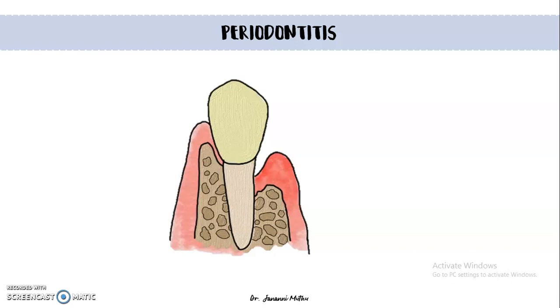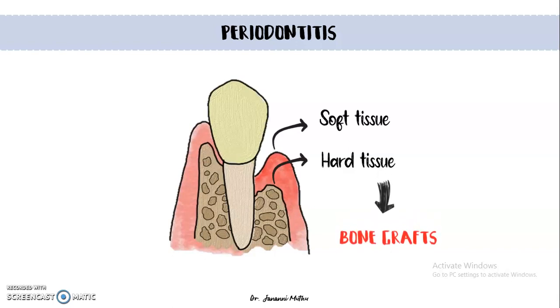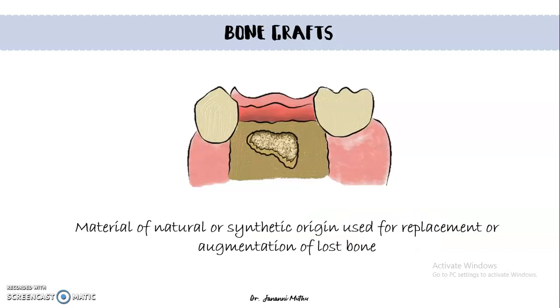Periodontitis is the infectious disease of the periodontium, resulting in progressive loss of supporting tissues of the tooth. It results in loss of both the soft tissue as well as the hard tissue, and the material used to replace or regenerate the lost hard tissue, that is the bone, is termed as bone grafts. Bone grafts are materials of natural or synthetic origin used for replacement or augmentation of the lost bone.